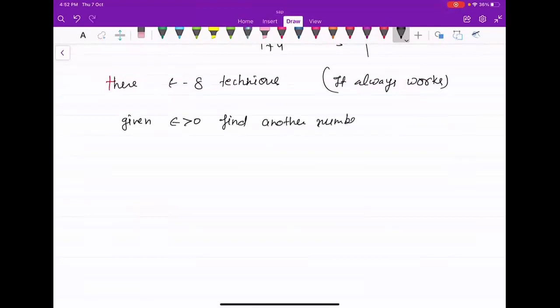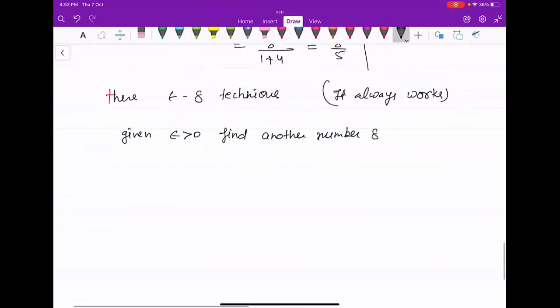Ma'am, what you have written after there? It always works. This technique, the epsilon delta technique, always works.